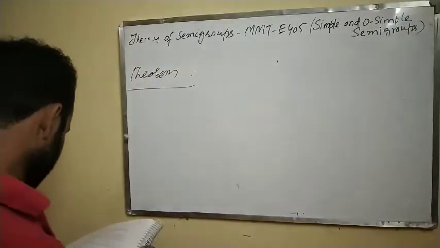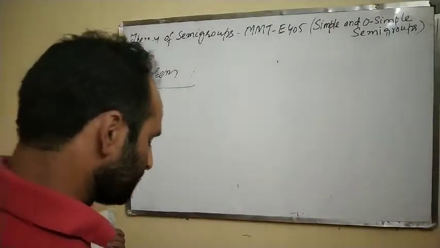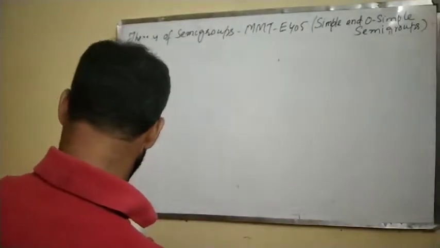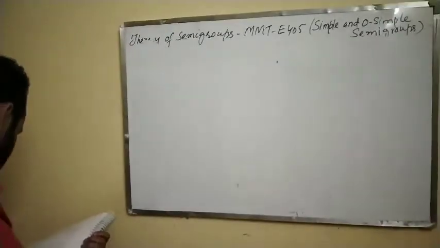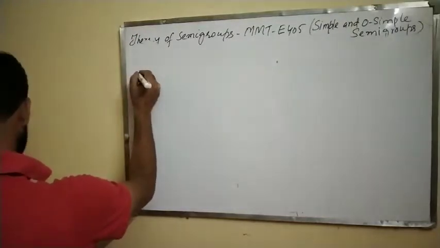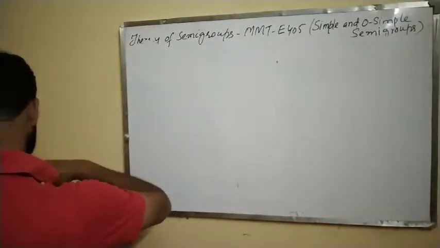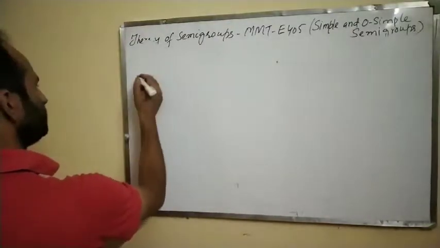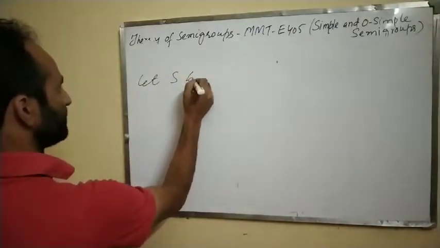So the statement is, let's first define the minimal ideal. Actually, it's related to that one. Let S be a semigroup with 0. Okay. Let S be a semigroup. Okay.